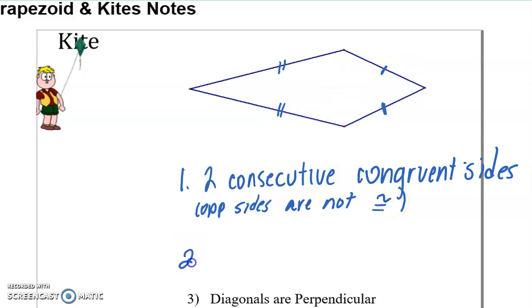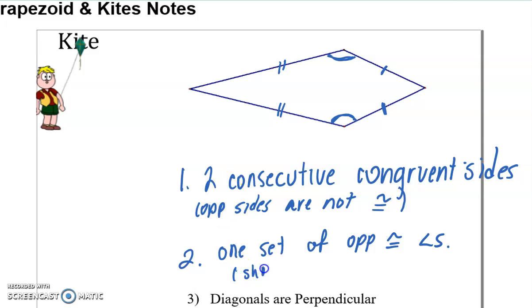Okay. The second property is in a kite, it has one set of opposite congruent angles. And now where short side meets long side. Okay, if that's the best way to remember it. So where the non-congruent sides are, those angles will always be congruent. Okay, and we'll talk a little bit more.